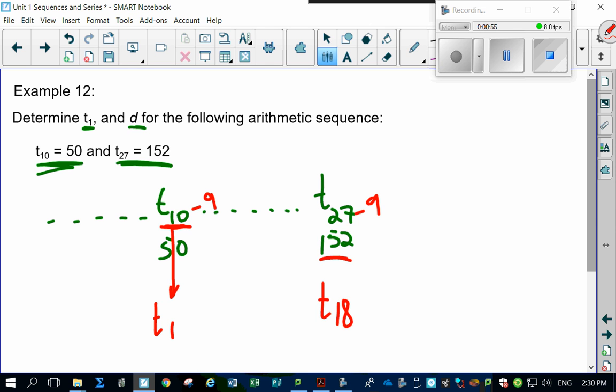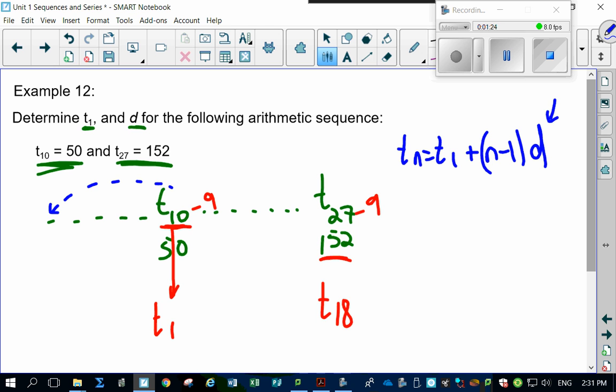And I'm going to use my formula, and you can only do this because you have a common difference. That's really, really important. So I'm going to use my formula, Tn equals T1 plus n minus 1 times D. I'm going to use this formula now to find out what this guy is. Then I'm going to go backwards and find out my common difference and my first term. That's what I'm going to do.